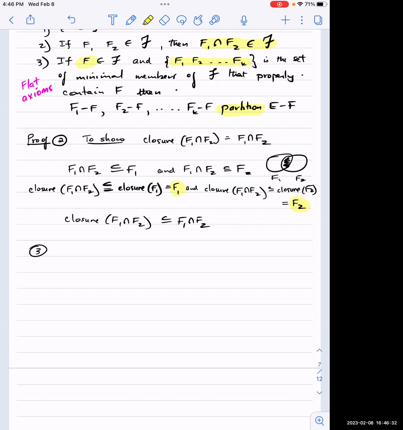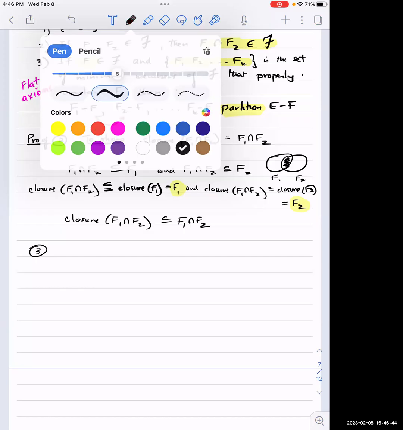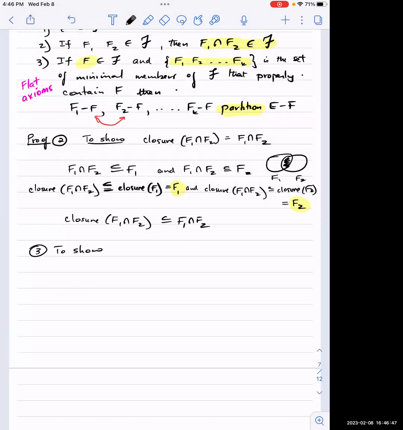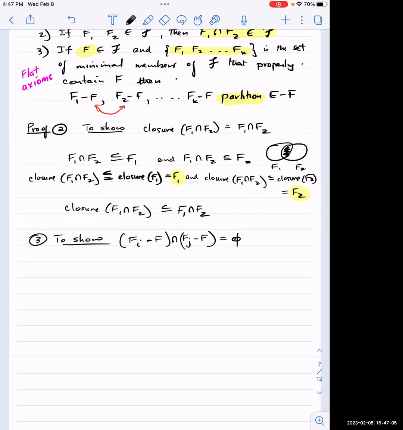So we have to show that any two of these things intersect in the empty set, and then the whole thing is the space, E minus F. So to show that Fi minus F intersection Fj minus F is empty, and then the union will also be E minus F. But suppose it's not empty. Suppose X is a member over there.